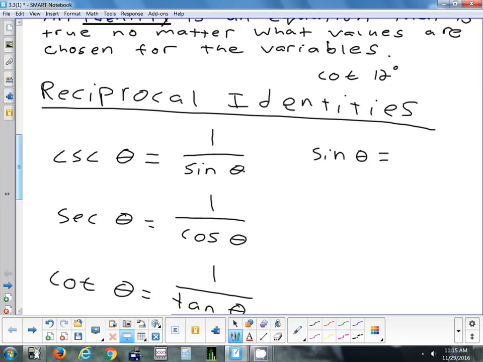Now, I could take that top one and rewrite it a little bit. What trig function could I flip that would give me sine, based on what I just wrote on the left?